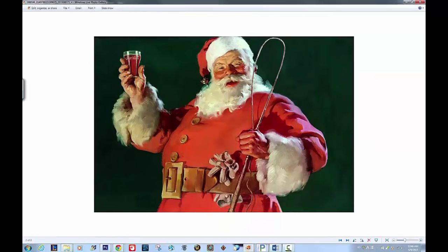Again, this is Norman Rockwell's Santa painting, a great example of a complementary combination. It's a green background with a bright red. Which is great. Again, guys, there's no reason you can't use complementary colors. I'm not saying it's bad.